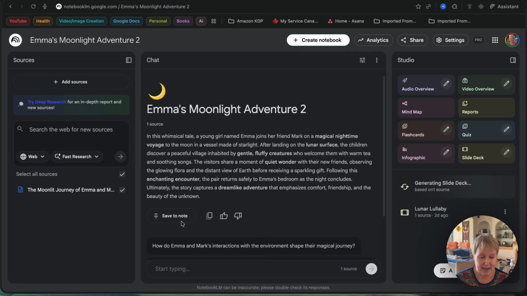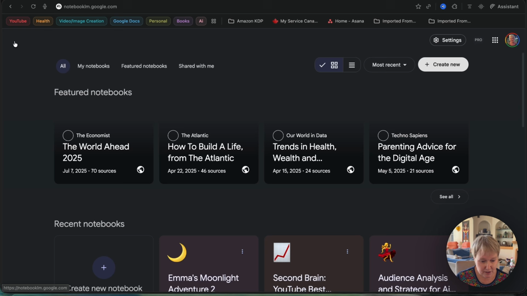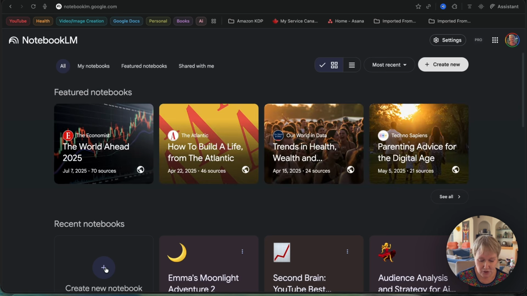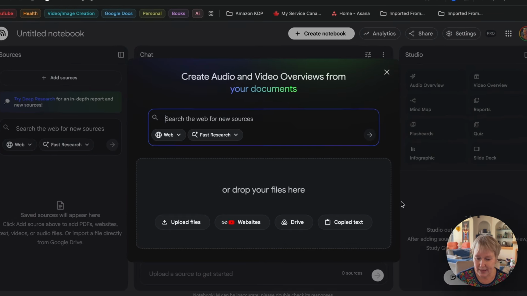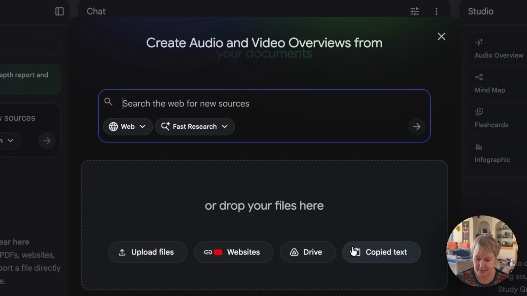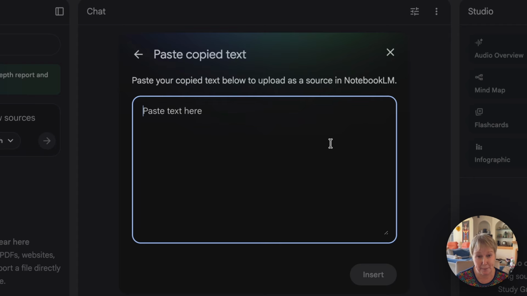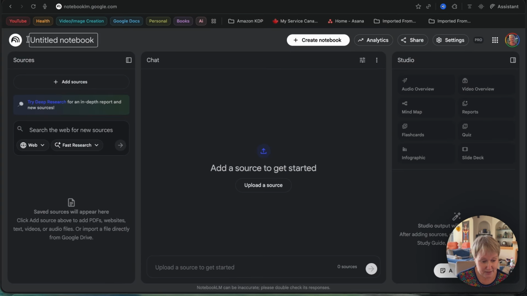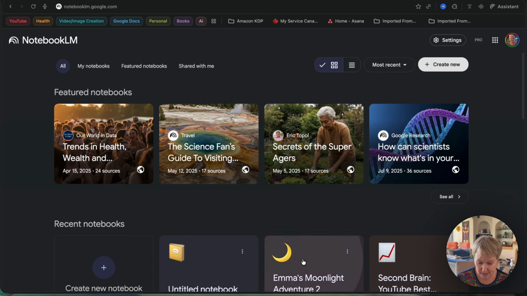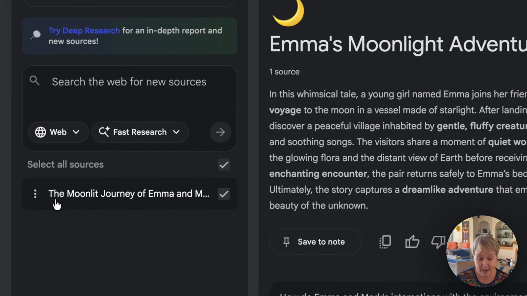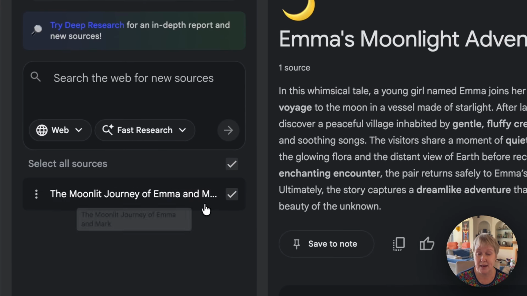So what I did is I'm going to show you here, I opened a new notebook. And when you get this interface here, I went and copied text and I pasted the text, the story that Claude had just given me. And that's what I will show you here in this one. This is what you have here. The Moonlight Journey of Emma and Mark is what I had pasted.